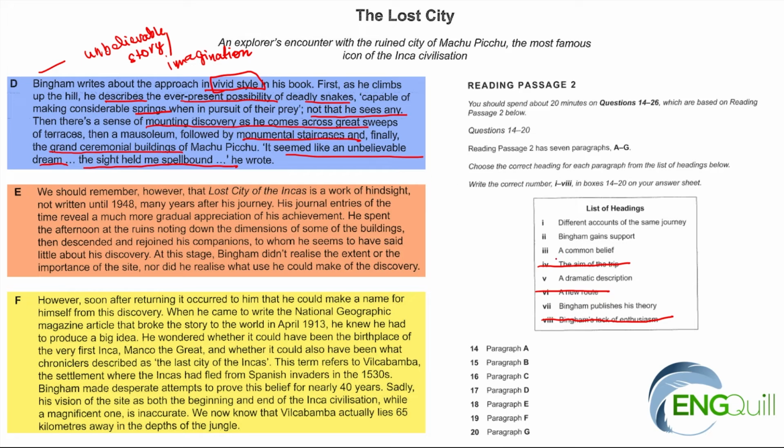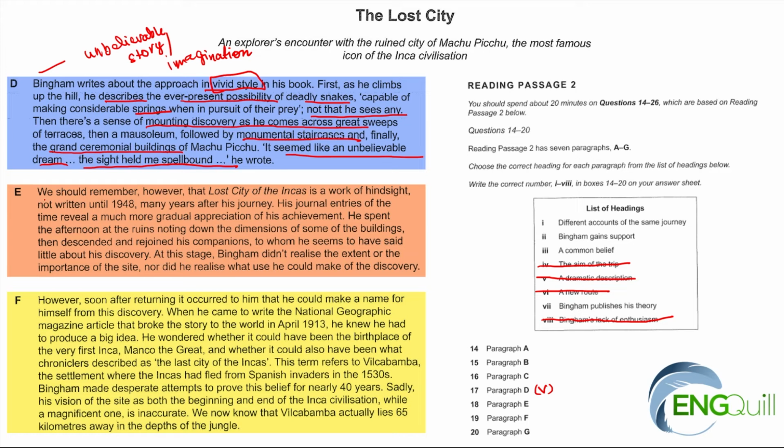Let me go back to my list of headings. Now, already we did aim of the trip, new route, and lack of enthusiasm. Now, is he talking about the different account? No. Gaining support? No. Common belief? No. It's something vivid, something imagination. Bingham publishes theory? No. So it's definitely talking about a dramatic description, isn't it? So you see all this description here. He writes something in the book, and he did say that it seemed like an unbelievable dream and something spellbound, he wrote. So for my paragraph D, my answer is going to be 5.